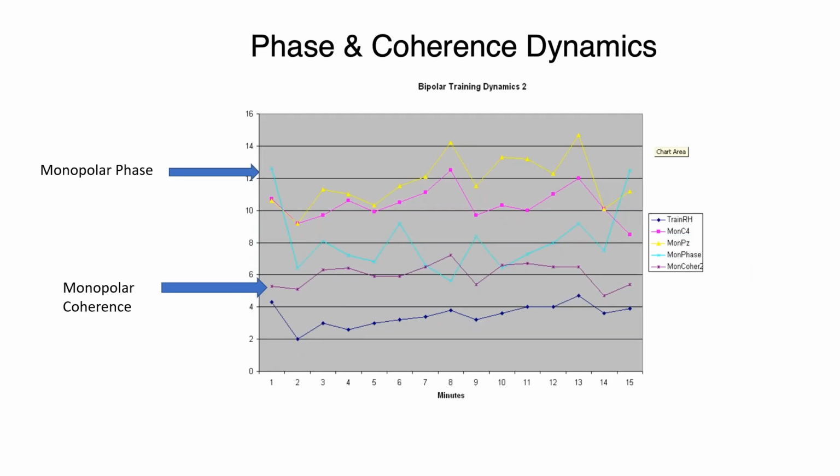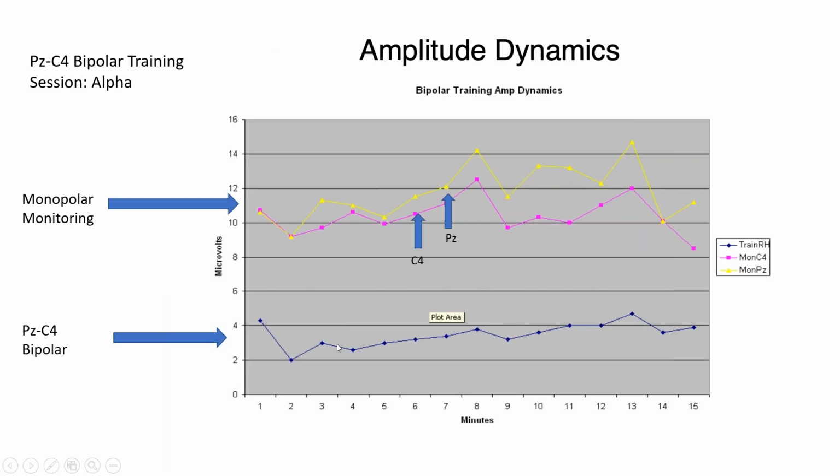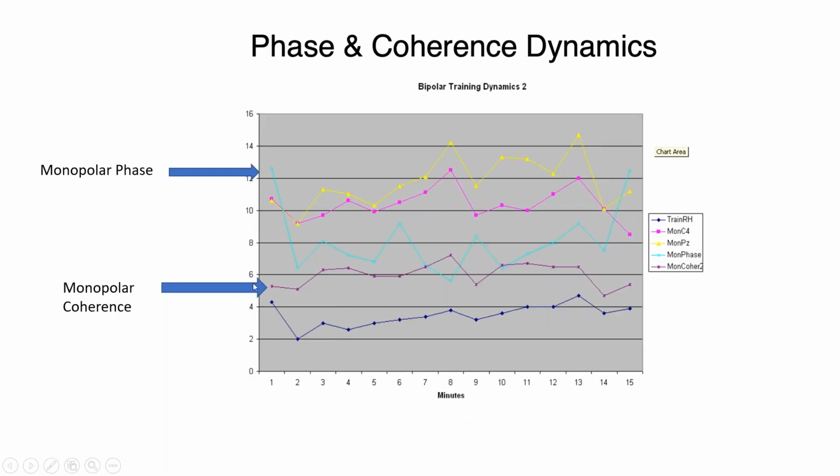Now here's monopolar phase and monopolar coherence. If we look at this, you can see I left, I believe this is blue. Yeah, I left this in. It should be the same. It's been 15 years since I went over this. This is the same. Here's their bipolar magnitude. And then here's monopolar coherence.